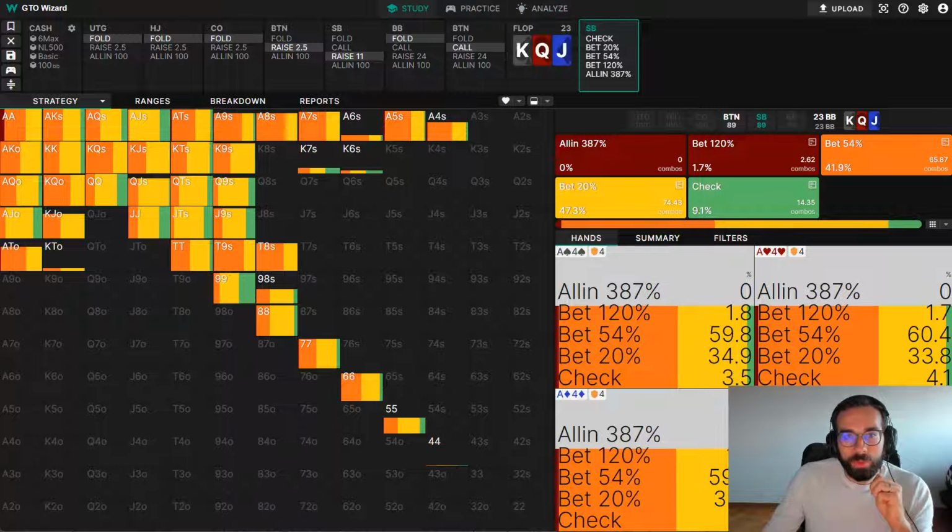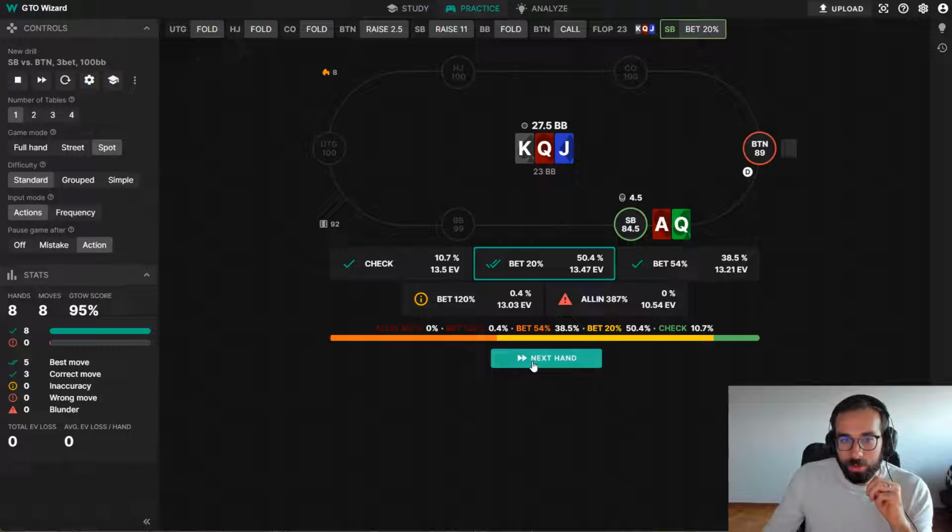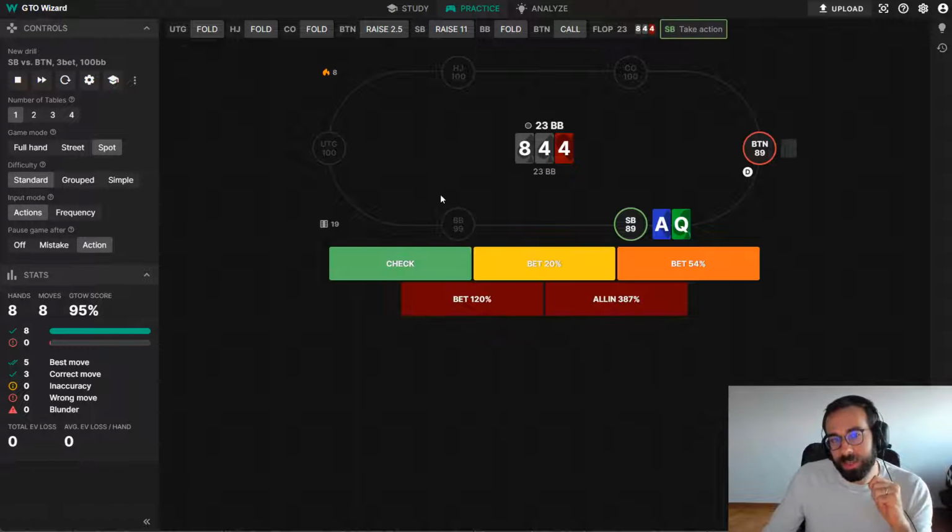Let's move on to another hand. Let's play a couple more hands. Let's go to 10, as I said. Well, that's a bit anticlimactic in the sense that we already saw a board similar to this. We know we are going to bet 54% the vast majority of the times.